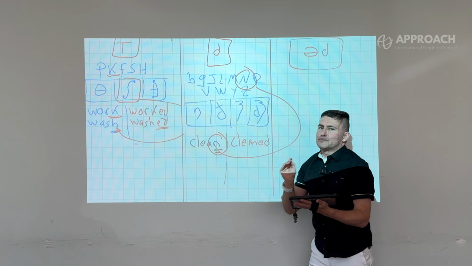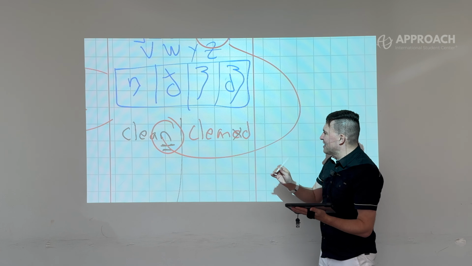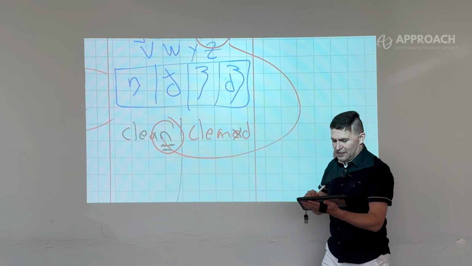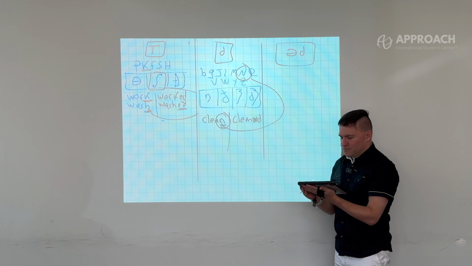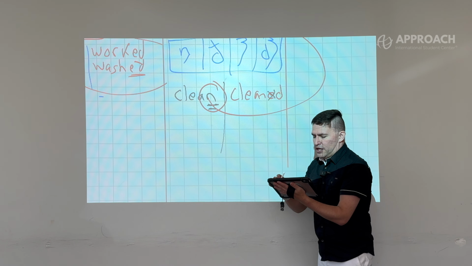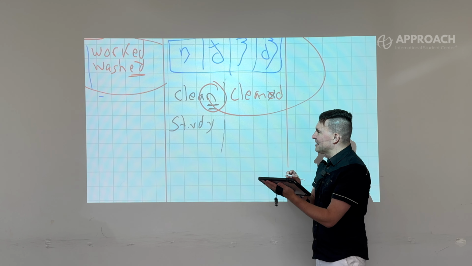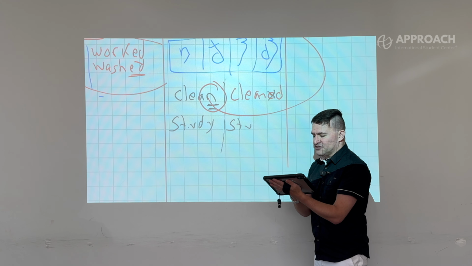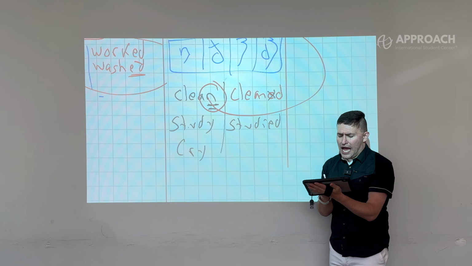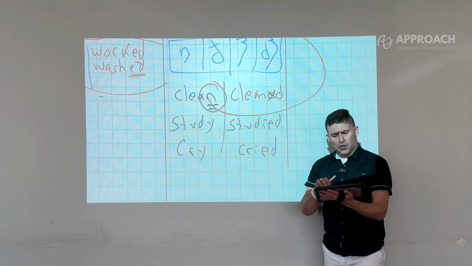Okay? People, remember, please, this letter is silent. You do not pronounce that letter, okay? Clean, cleaned. Wow. Yeah, okay. Other examples? Okay, no problem. We have your favorite hobby, study, okay? And then what is the past for study? Studied. Another example, cry. And what is the past of cry? Cried. Okay, cool.